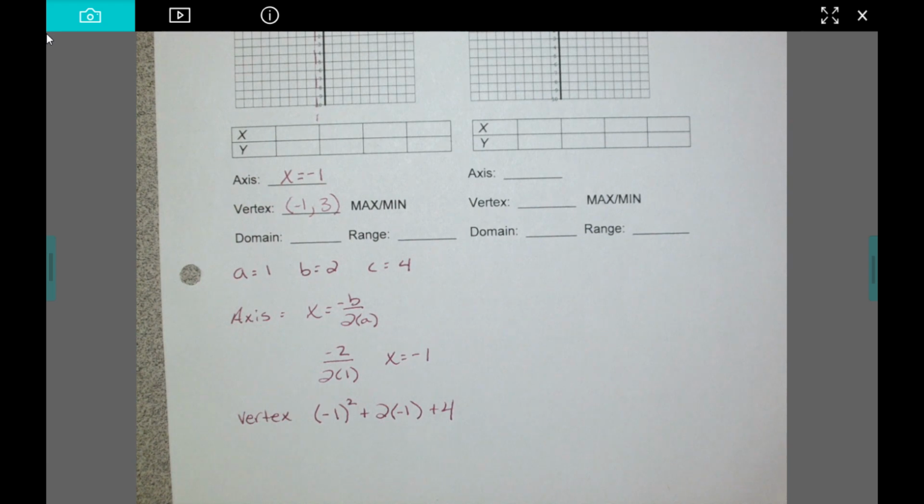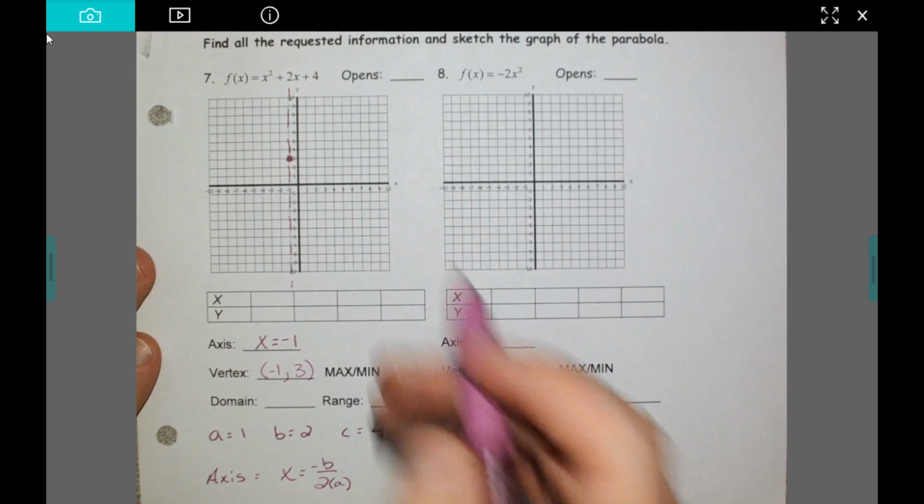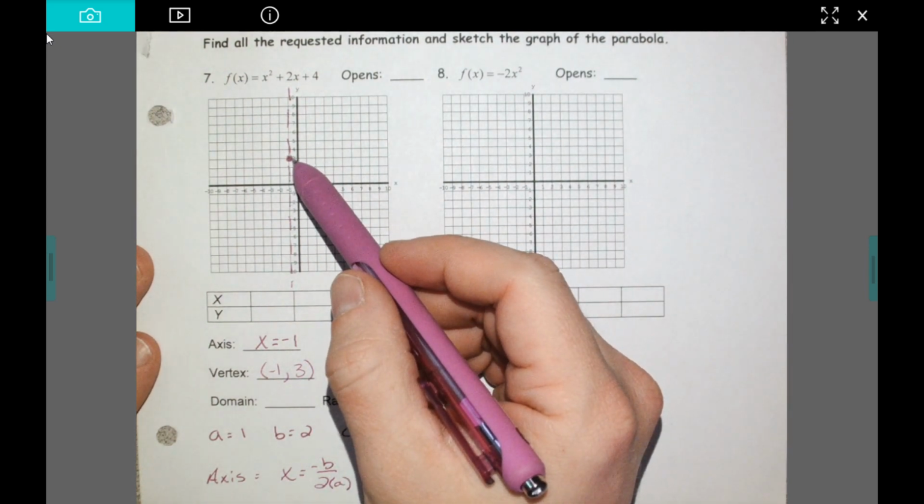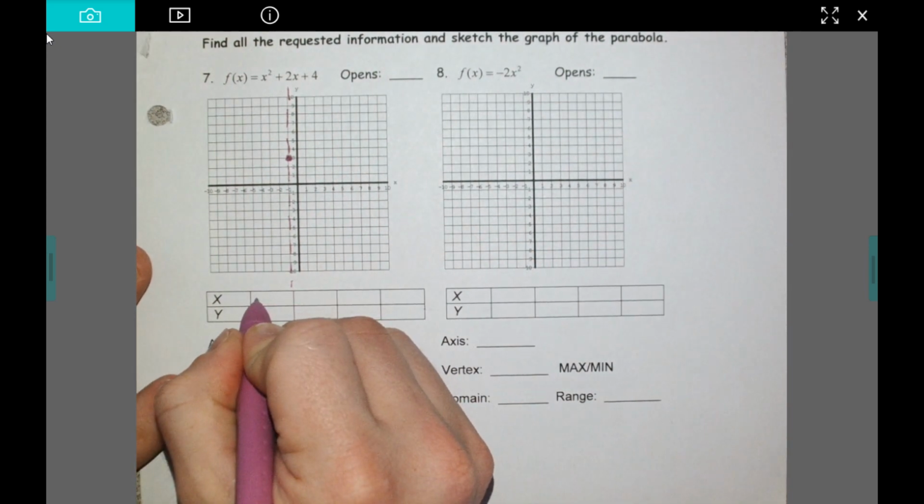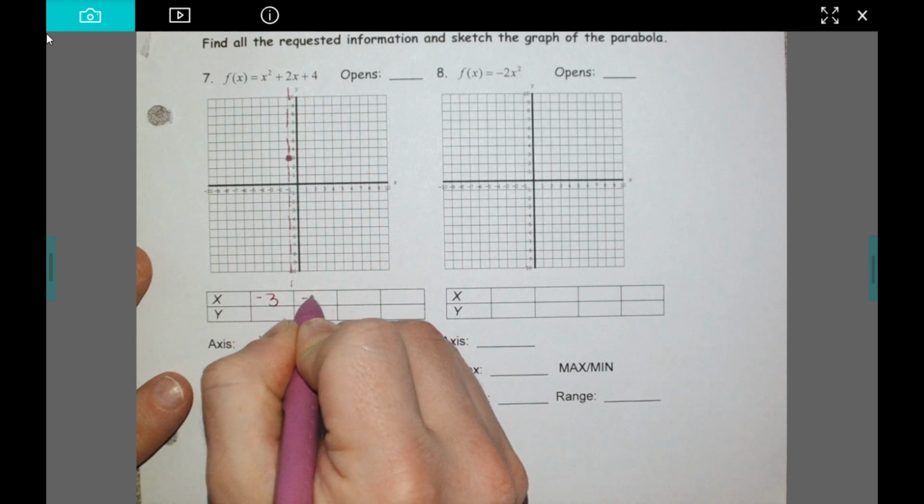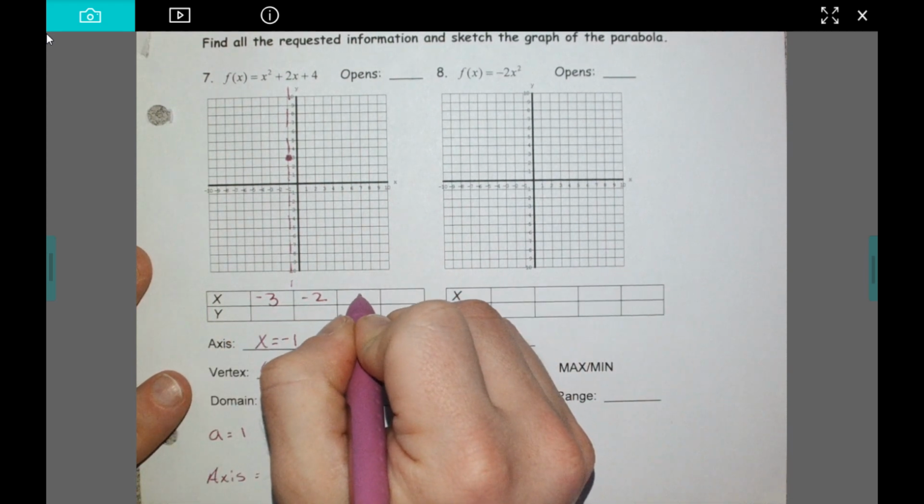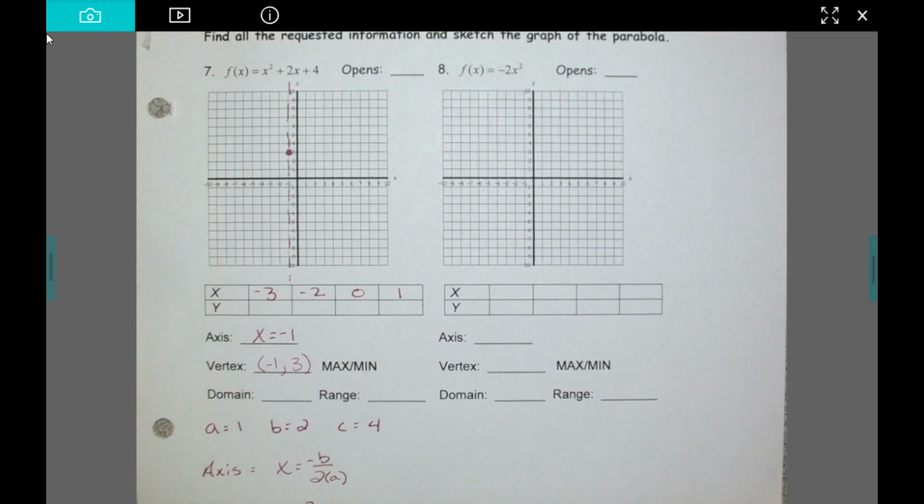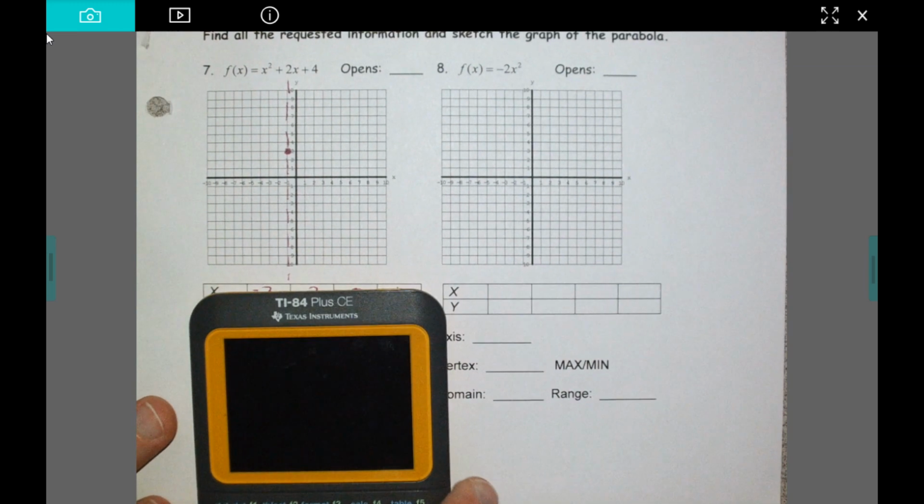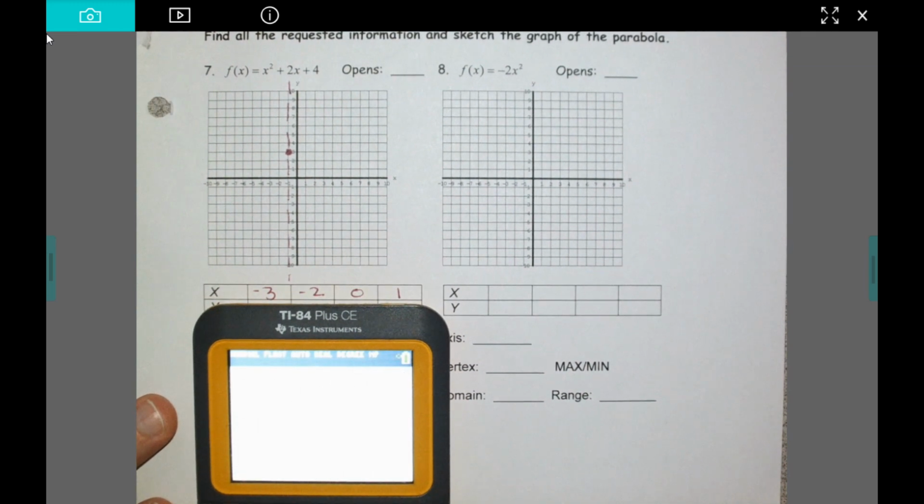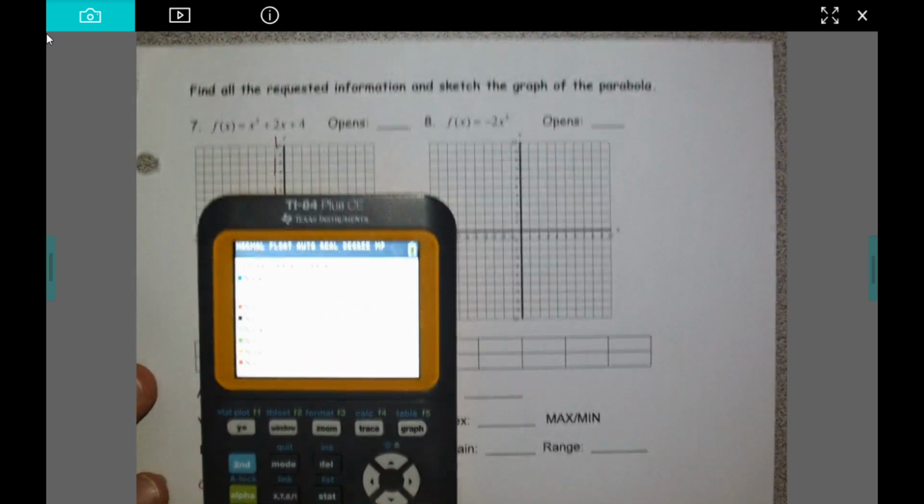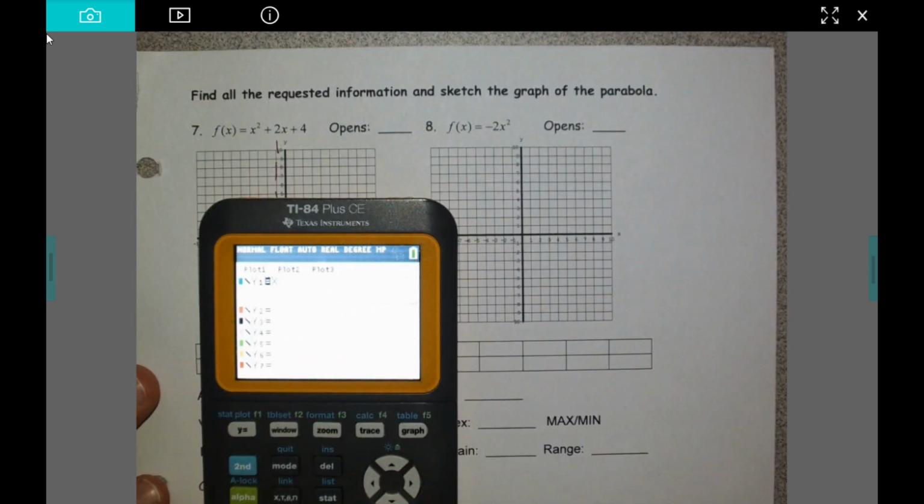Okay, so from here, I'm actually going to graph. So filling in that table, since our x-value is negative 1, I want 2 values to the left of it. So I'm going to go negative 3, negative 2, and 2 values to the right, 0, 1. And then it's calculator time again. So we go to y equals, type in the function exactly the way it looks: x squared plus 2x plus 4. Get your table, you go second table.